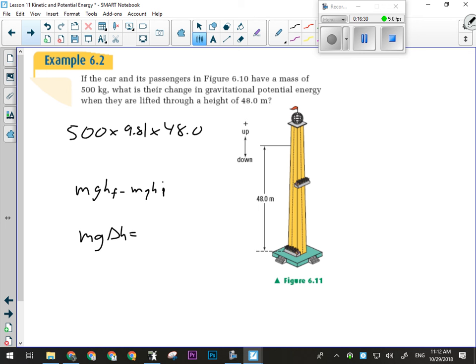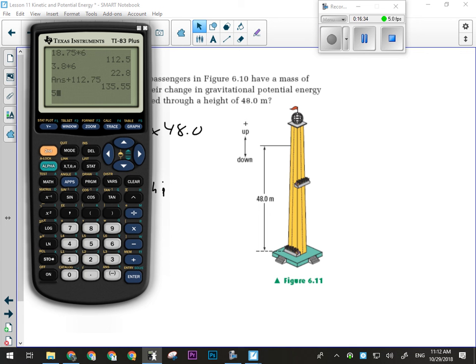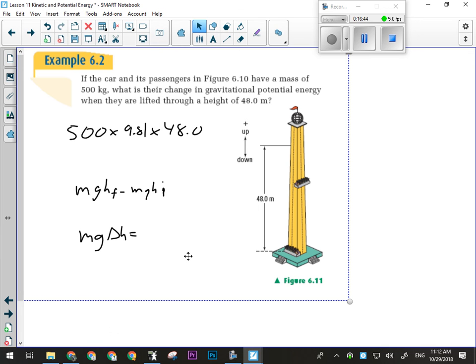So we'll have our number here, 500 times 9.81 times 48 meters. All right, they've got a lot of potential energy, but it's a lot of mass too. Everybody's okay with that? That's not something hard.